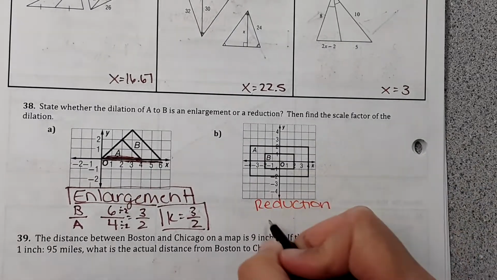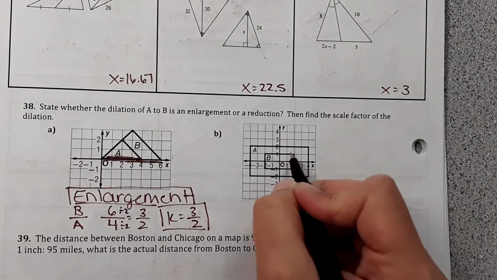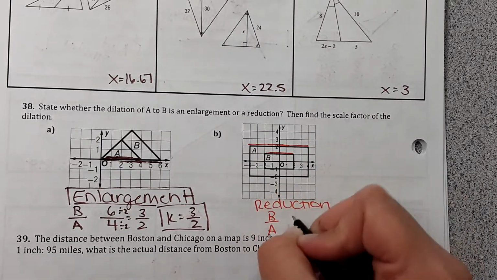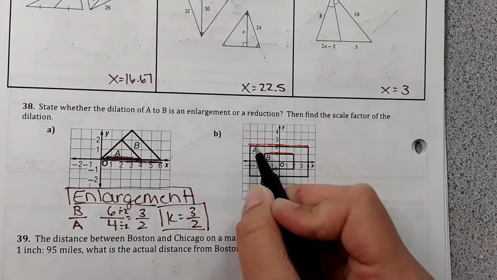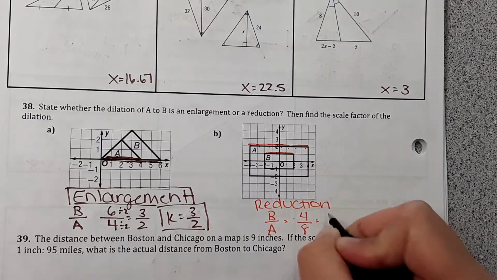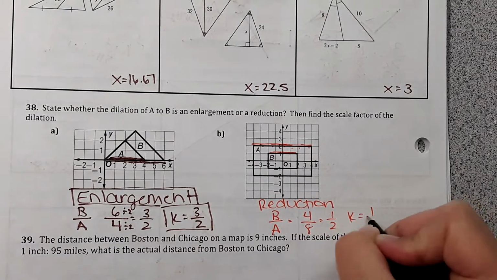Do the second one over the first, so it's still going to be B over A. Choose a corresponding side. B is 4, and A is 1, 2, 3, 4, 5, 6, 7, 8. That simplifies to 1/2, so K equals 1/2.